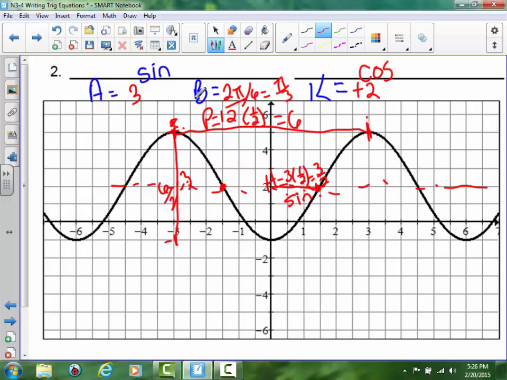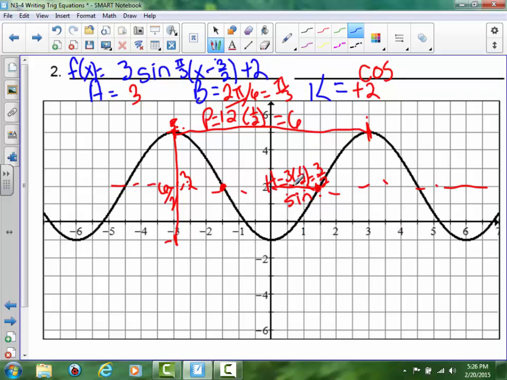Okay, so now that I have a, b, k, and h for sine, I can put it together. F of x equals 3 sine pi over 3 x, we went to the right, so that's minus, and I said that would be 3 over 2, and then plus 2 for my k value.